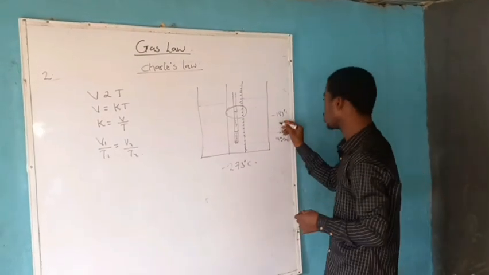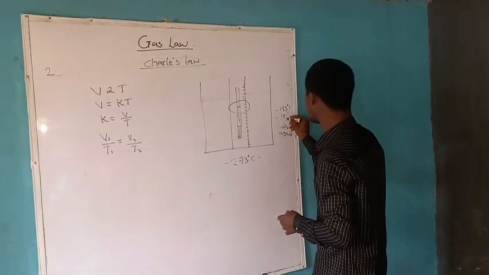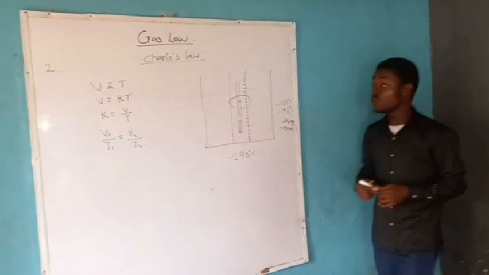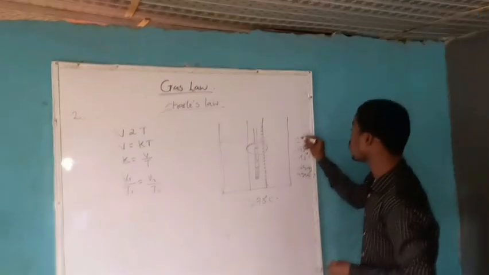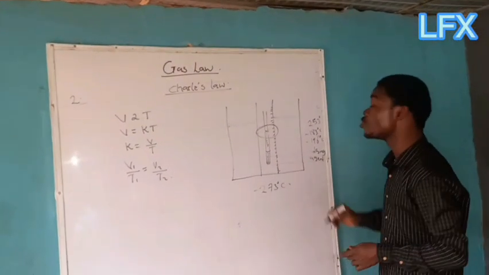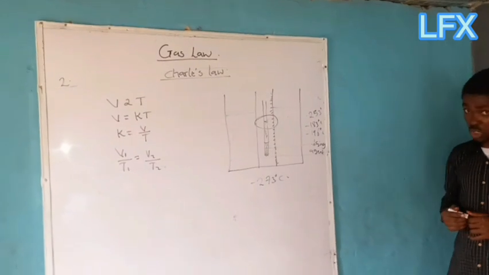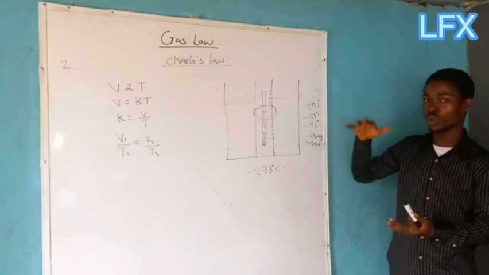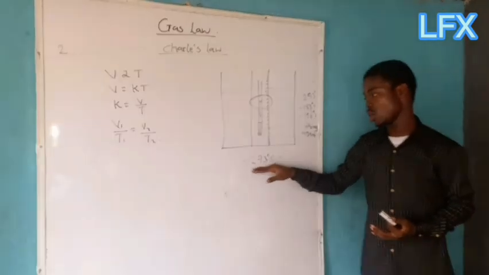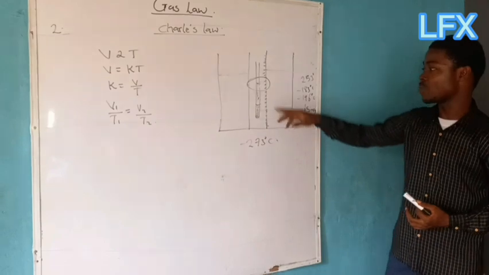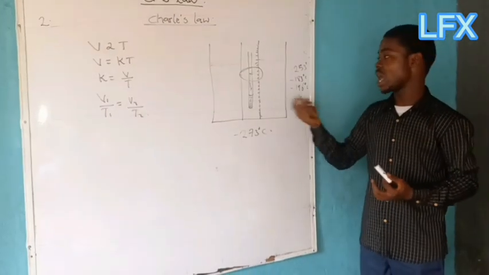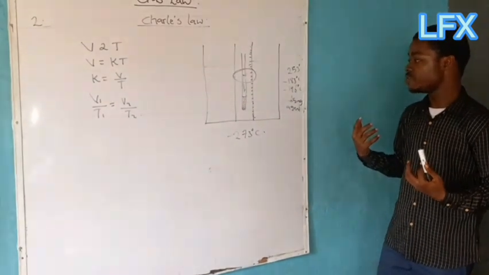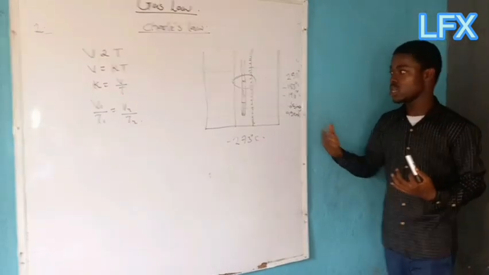And if we change to another gas, maybe nitrogen, at -196°C, we discover that it becomes liquid. And if you use hydrogen, at -253°C, the gas becomes liquid. So it means, theoretically, if we place any gas here and reduce the temperature, before the temperature approaches -273°C, the gas becomes liquefied. They turn to liquid. Practically, it turns to liquid.